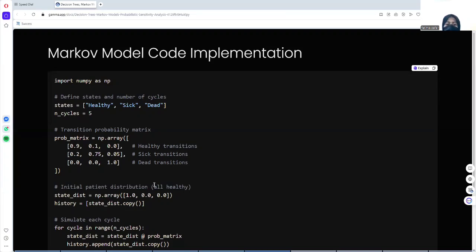And then the initial patient distribution, all healthy. We have defined it here in the state list and history. And after that, we simulate each cycle. That is, we apply a loop here.